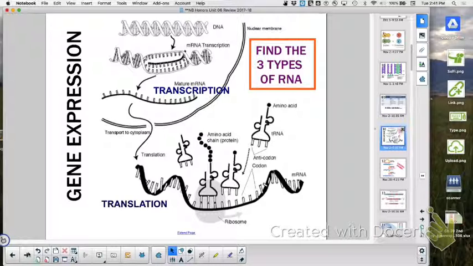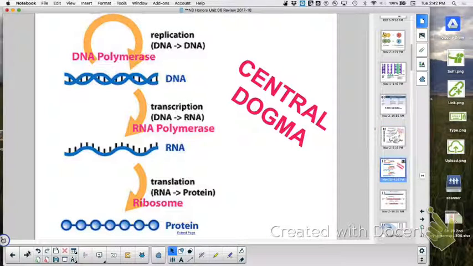Do you remember all of that part? Okay, so there's processing that has to take place. Then it leaves the nucleus and goes out and gets on the ribosome. These guys right here are called tRNA. T stands for transfer because it's transferring amino acids. When you hook amino acids together, what do you have? Protein. So that brings us to the central dogma.